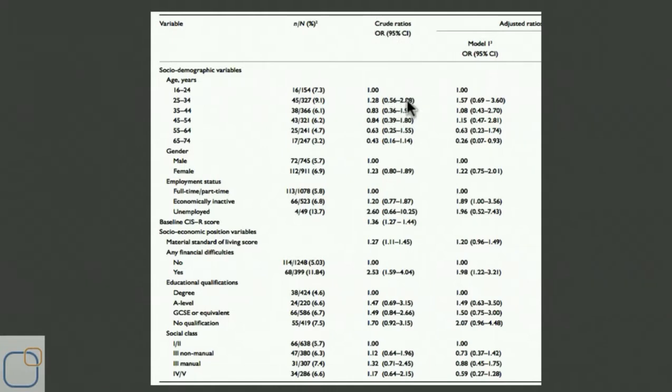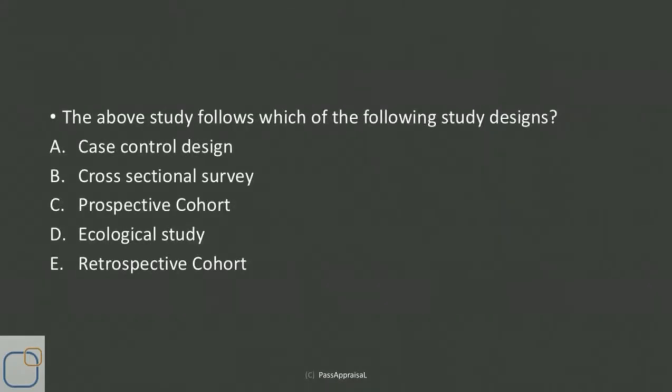They've given you a confidence interval as well. And then they have also given adjusted ratios, with adjustment for a certain set of variables in model 1, and there are adjusted odds ratios followed by 95% confidence intervals. Okay, so these are the data that you got given in your exam. What questions have been asked? First question, the above study follows which of the following study designs? Case control, cross-sectional, prospective cohort, ecological study, retrospective cohort.